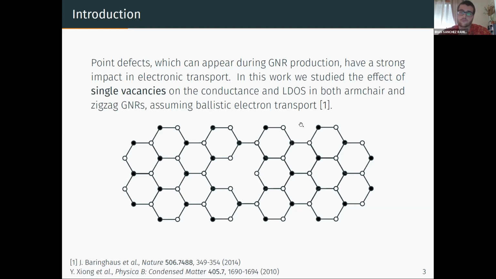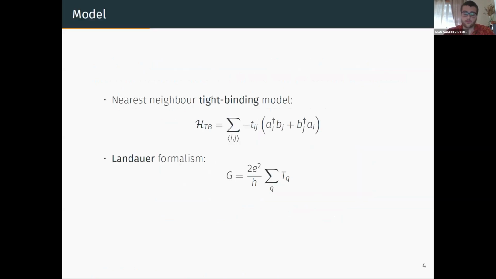And also we are using a quite new tool for this numerical calculation called Kwant, that I will discuss later. So moving on to the model, for understanding the electronic structure in graphene, we used a one-band nearest neighbor tight-binding model, whose Hamiltonian is written here.